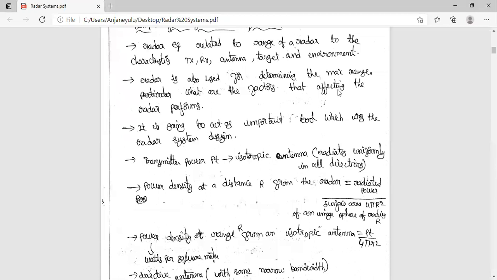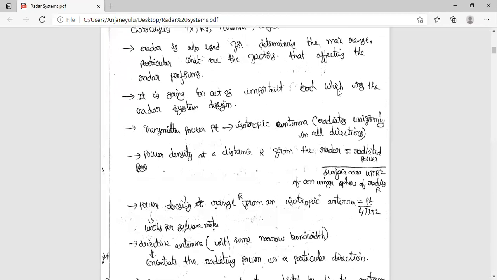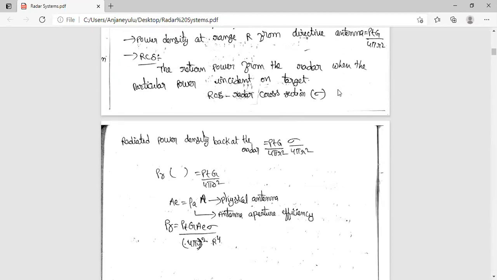So Pt into G, here we have to find the cross sectional area of the target. If the target is spherical in shape, then the area is 4 pi r square. So the power density at the target is Pt into G by 4 pi r square. If the target has a cross sectional area sigma, we have to multiply this expression with sigma.